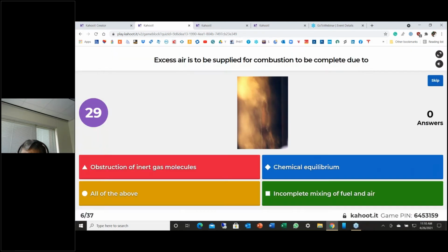Now, we are all familiar with excess O2 or excess air for completing the combustion. Why do we supply the excess air? Is it for obstruction of inert gas molecules, chemical equilibrium, incomplete mixing of fuel and air, or all of the above?